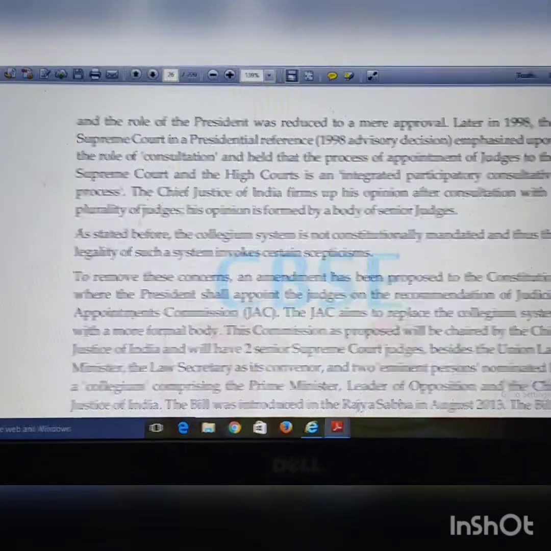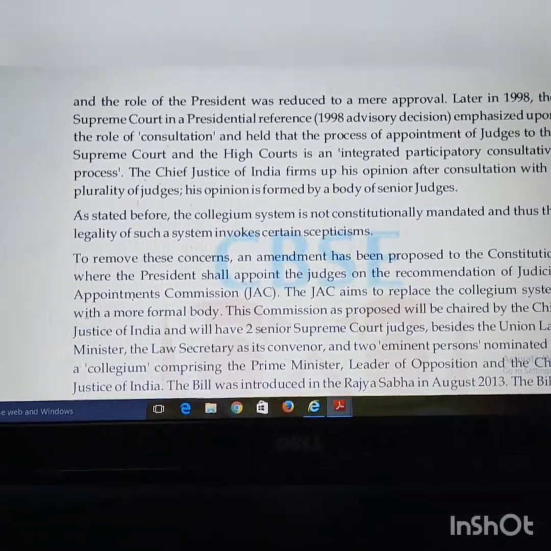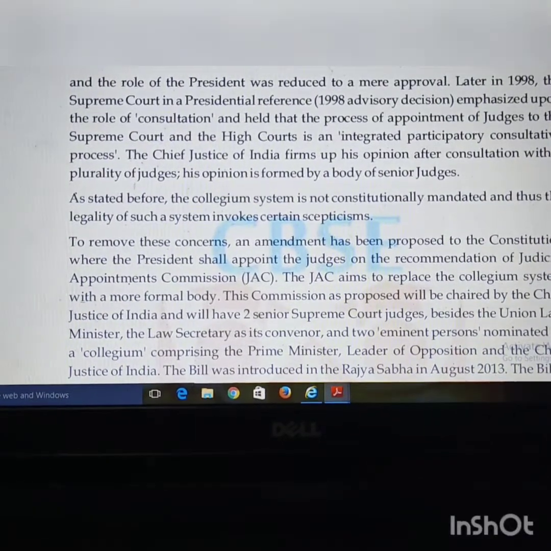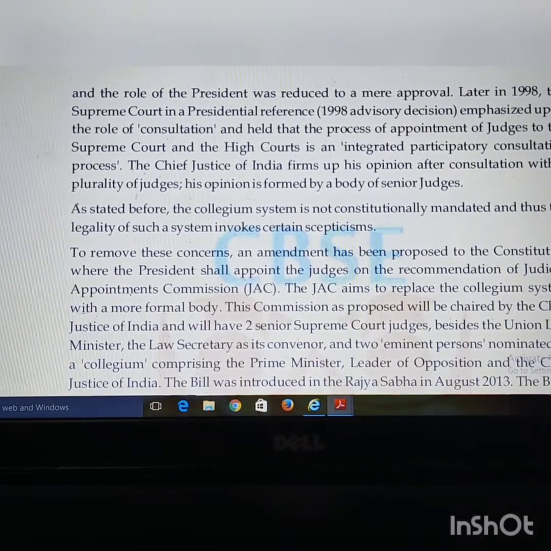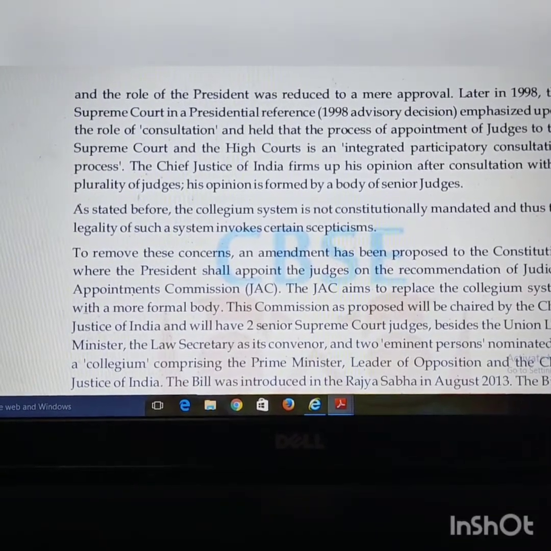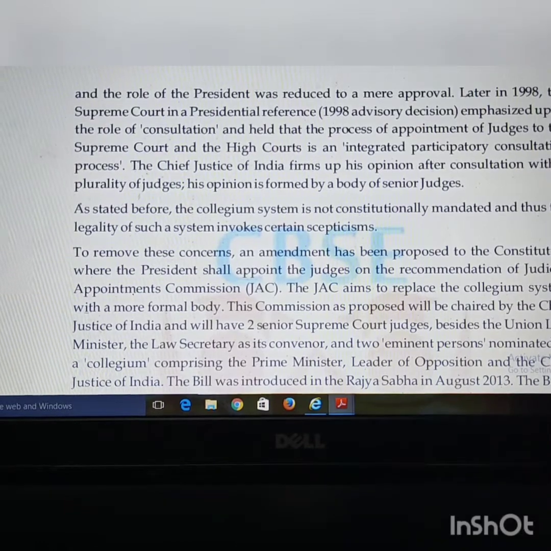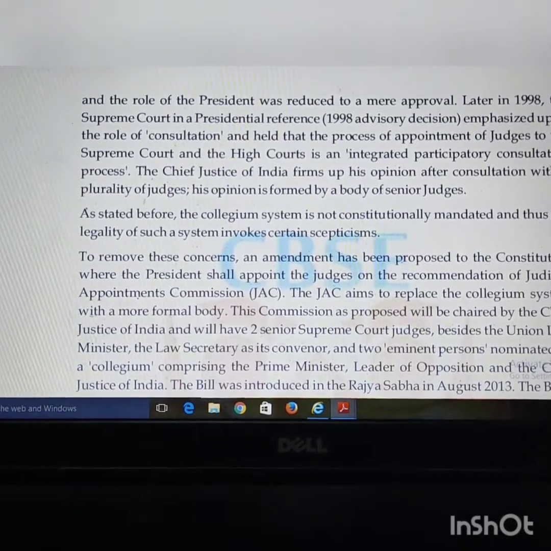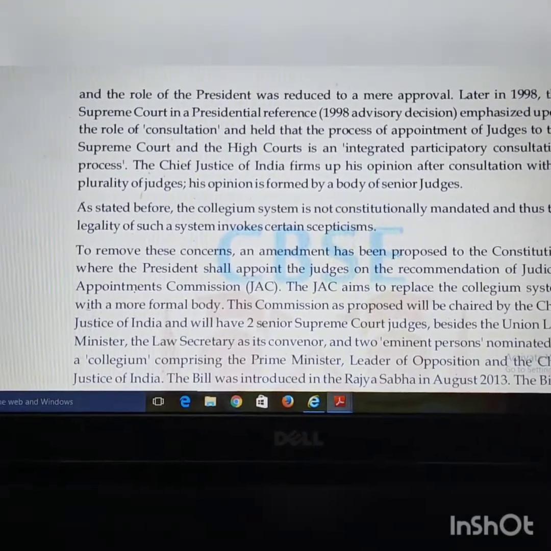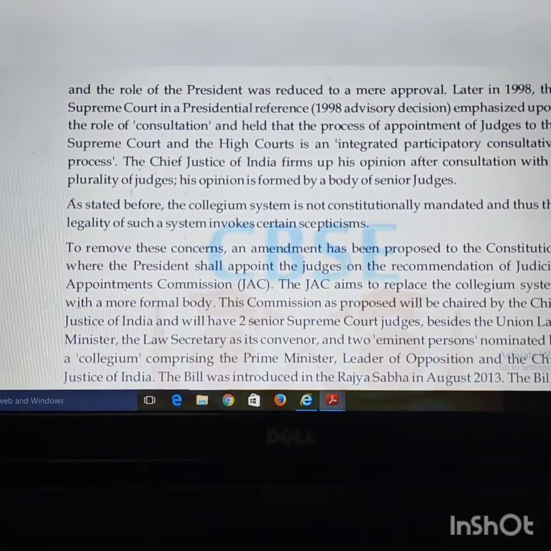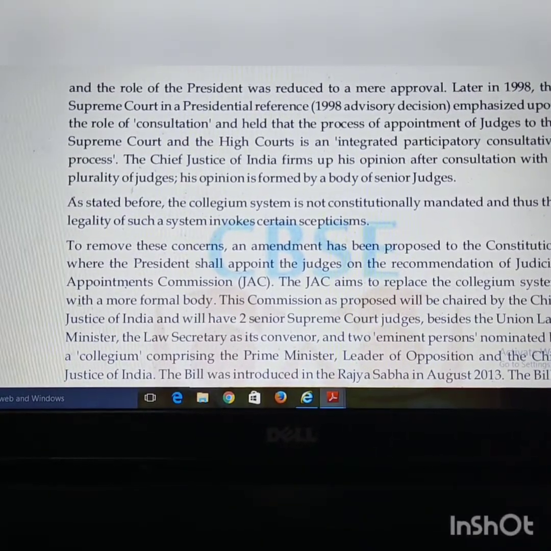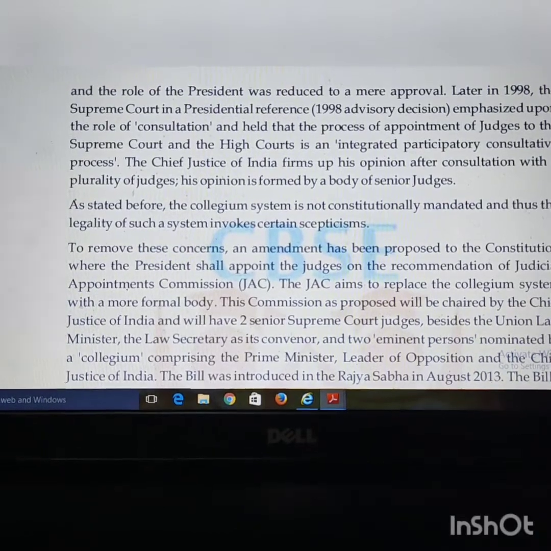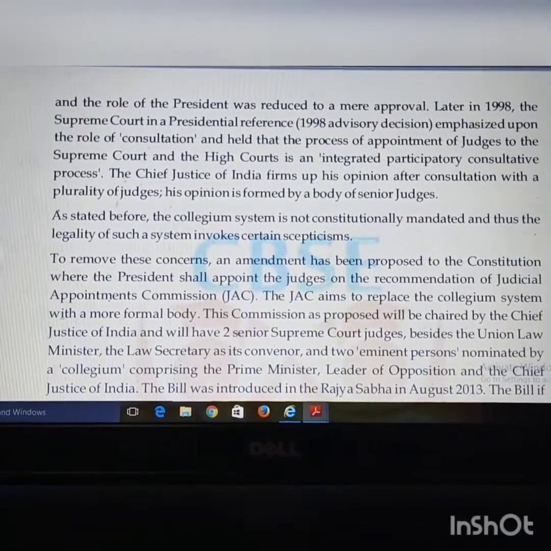Participatory होना चाहिए और consultative होना चाहिए, wherein the other judges would also consult the CJI on who should be appointed. The CJI forms his opinion after consultation with the plurality of judges. His opinion is formed by a body of senior judges, and that body of senior judges is known as the collegium at present. Okay, as stated before, the collegium system is not constitutionally mandated, and thus the legality of such a system invokes certain skepticisms. Now the concerns or the skepticisms we will do in the next lecture.